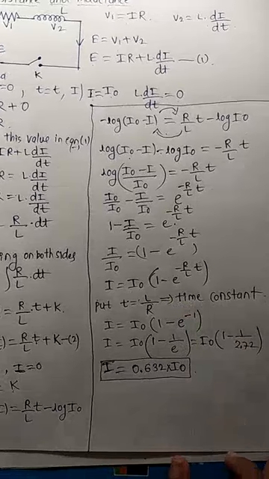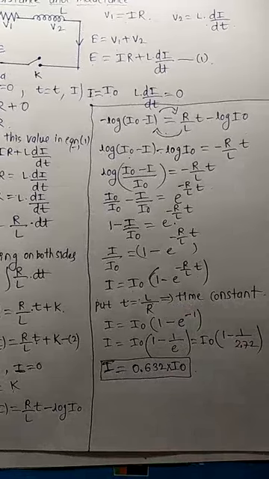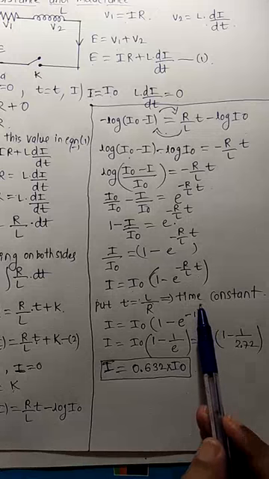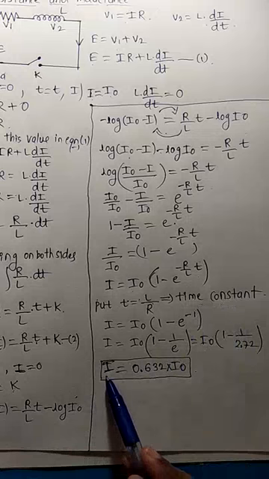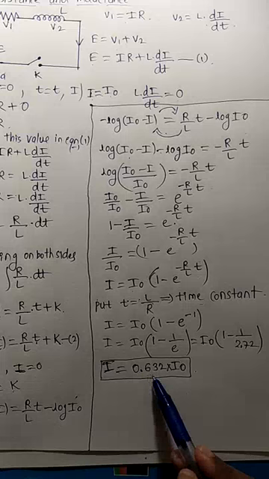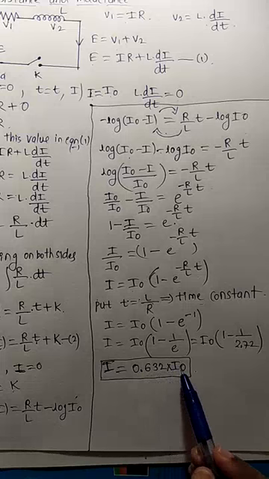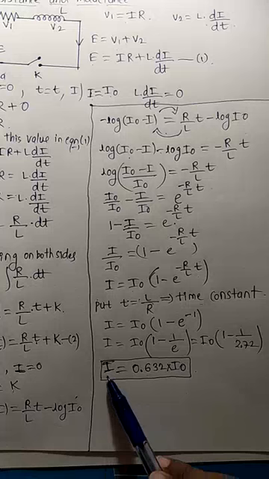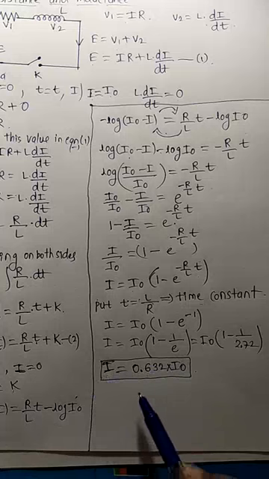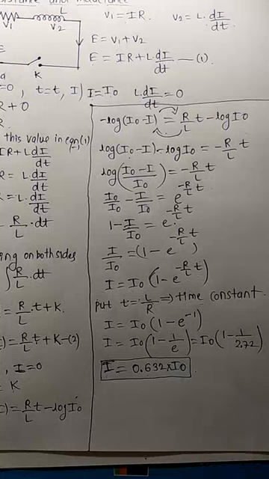In the examination, for 2 marks, they will ask the definition of the time constant. So the time constant is the time at which the current reaches 0.632 of the maximum current reached by the circuit. That is called the time constant.